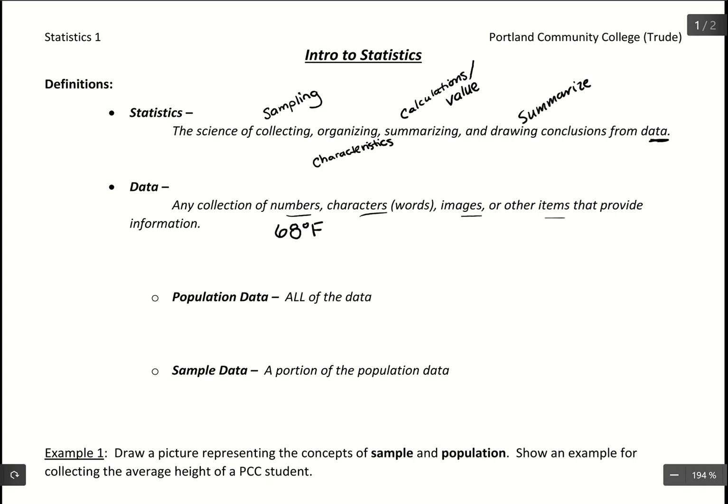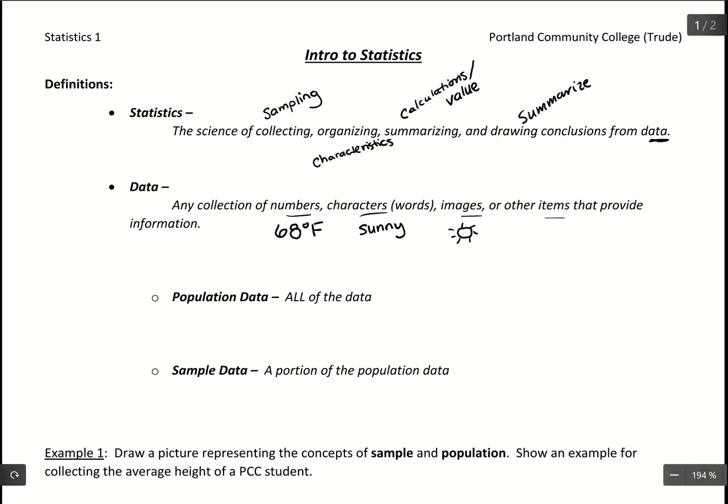Another way is to collect words. So maybe I would just take the word sunny, and then maybe tomorrow it's rainy, so I'd write that word down. So we could have this list of words. We could use pictures. So instead of writing the word sunny, I can draw a picture of a sun, and then when it's rainy, a picture of rain, and then anything else that gives us information.